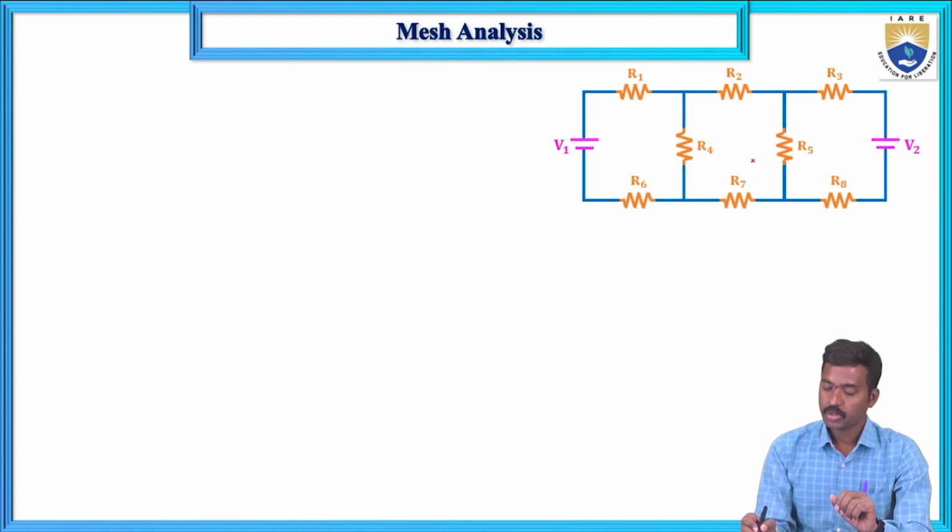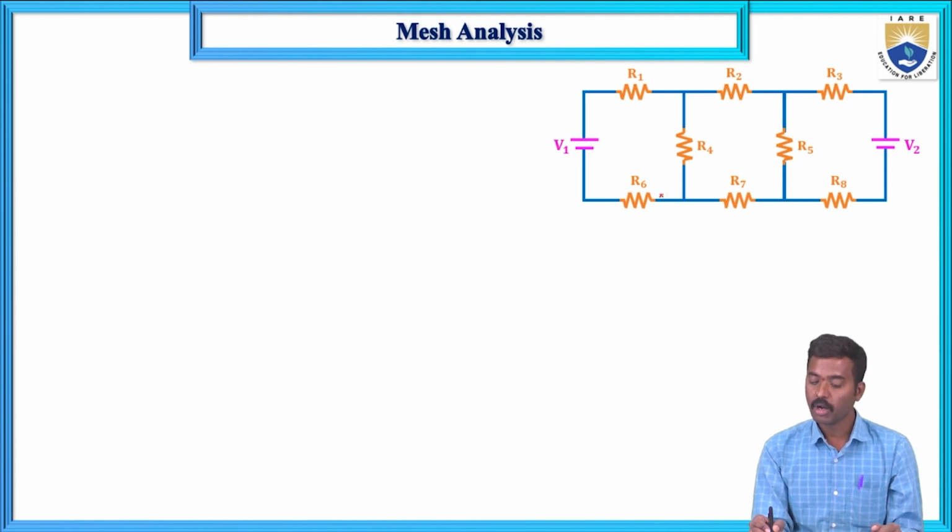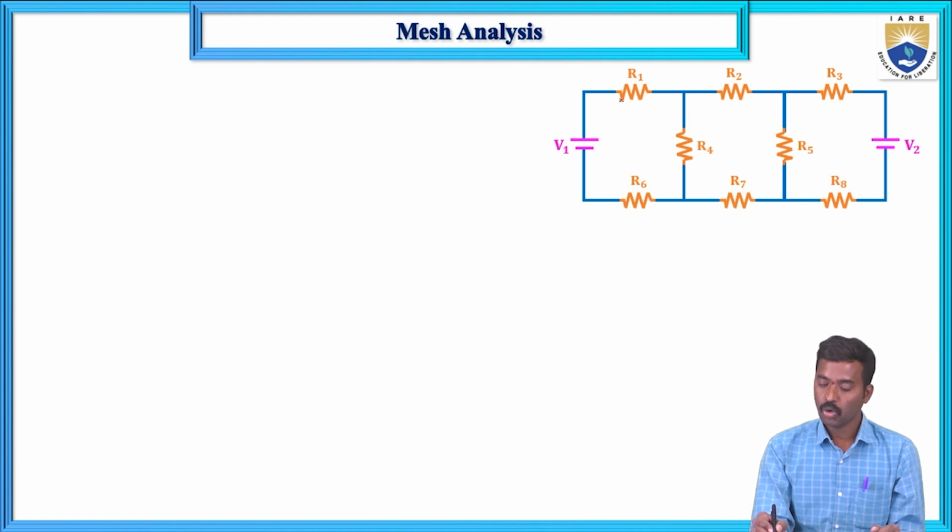How many elements? Two active elements, V1 and V2. The remaining elements are resistors R1, R2, R3, R4, R5, R6, R7, R8. So these are passive elements. Here, how many loops are there in the given network? One loop, a closed path. This is the closed path.